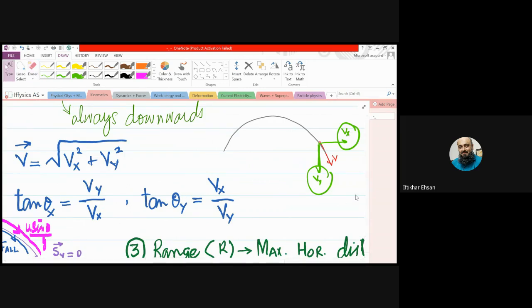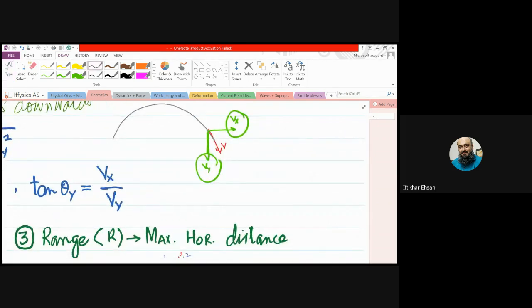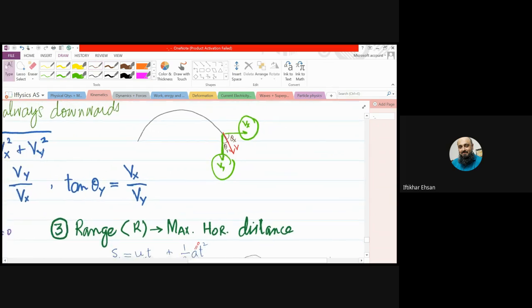But if it's asked about direction, the angle it makes, the velocity with the horizontal is theta x. And the angle the V makes with the vertical, we call it theta y. So what is the formula for that?